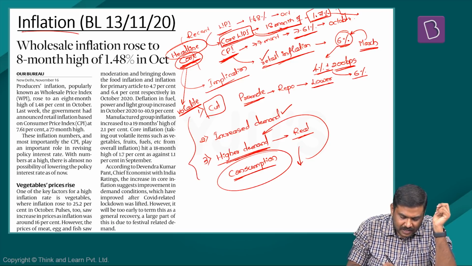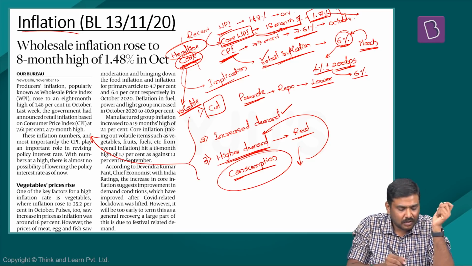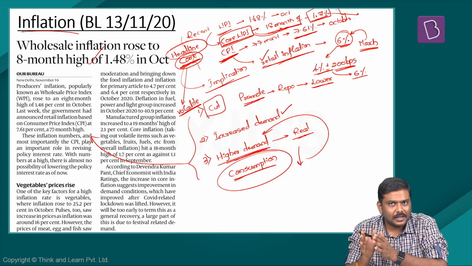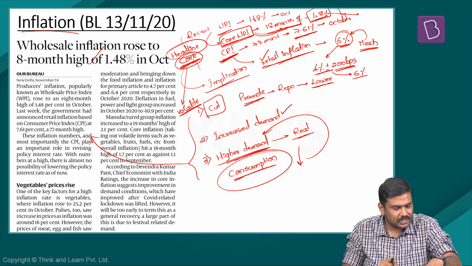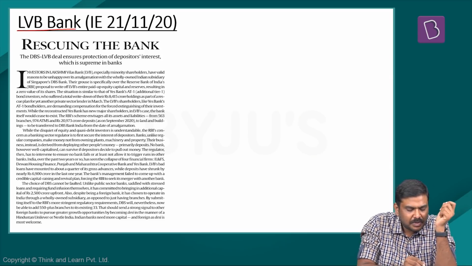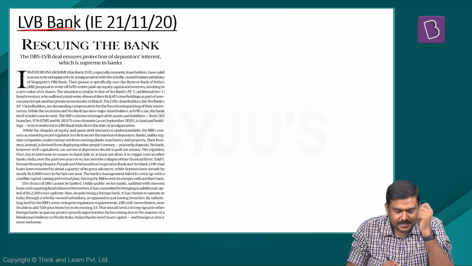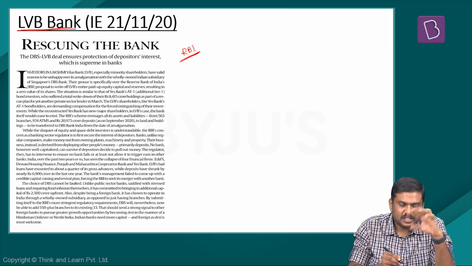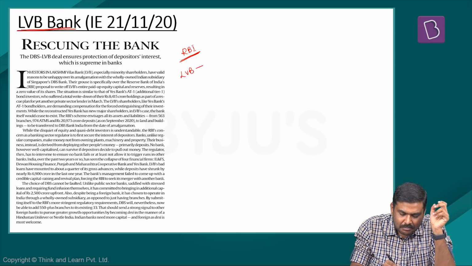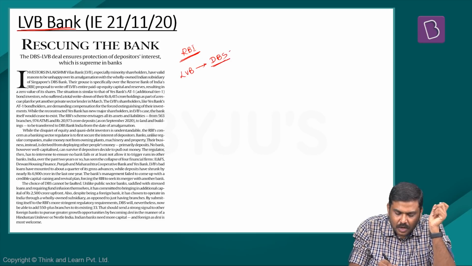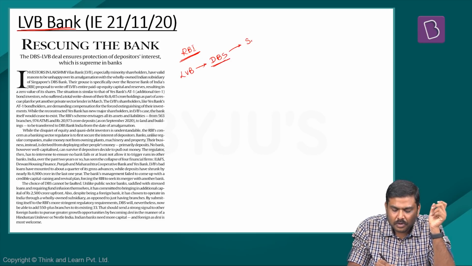So these are the three very important implications with respect to this high retail inflation as well as the WPI number or the data that has been given in the newspaper. The next article is with respect to LVB Bank, Laxmi Vilas Bank. Very recently, RBI has announced that it will be taking this particular LVB Bank and merging it under DBS, which is a wholly owned subsidiary of a Singapore bank.